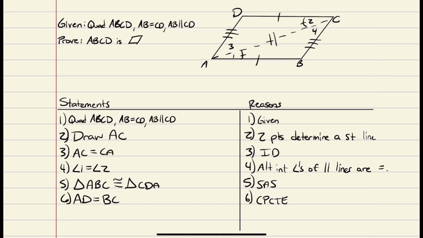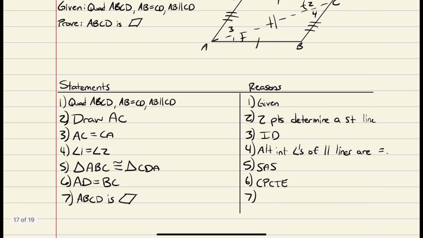And so look at that. We have in this quadrilateral opposite sides equal to each other. And so we can say that ABCD is a parallelogram because opposite sides of a parallelogram are equal.